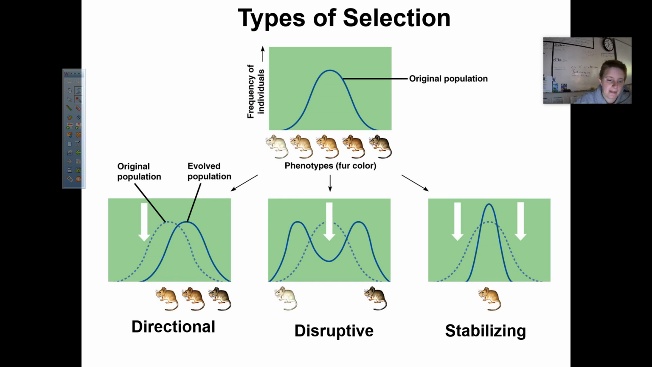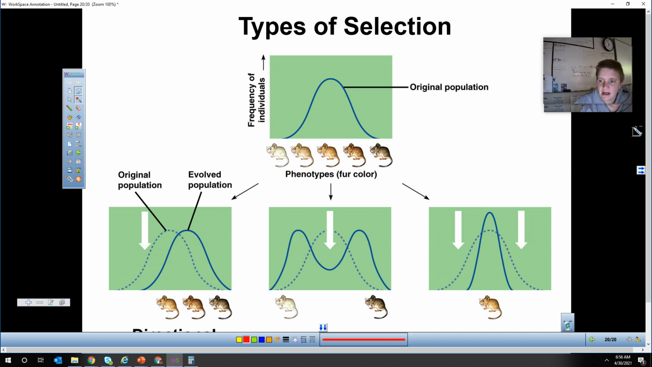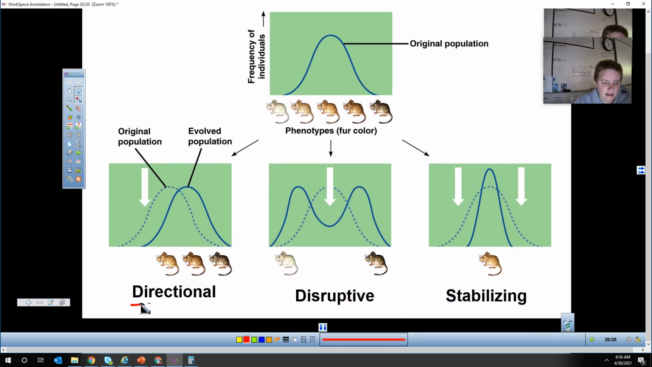We're close. Okay. So the types of selection which we're going to talk about today are directional selection, disruptive selection, and stabilizing selection. Directional selection, you can see, is where we favor one end of the spectrum. In this case, the darker mice were favored and all the light mice died off. So that is natural selection moving the population in a certain direction. Natural selection favors one extreme of the phenotype.